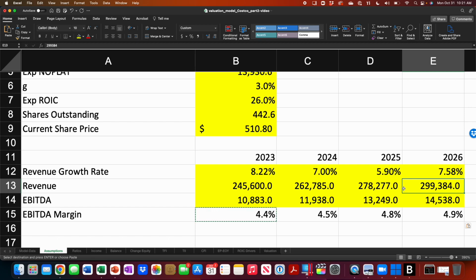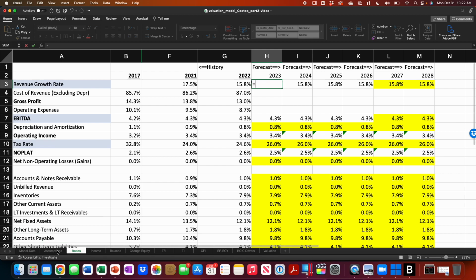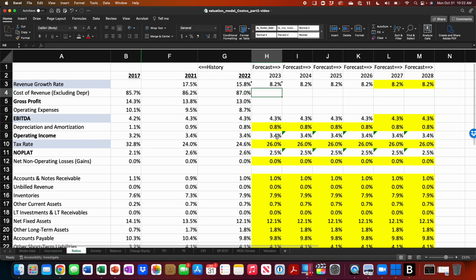So now what we're going to do is we're going to go back to our ratios, and I'm going to put these numbers in, except I'm not going to make them yellow anymore. So I'm going to unfill those, and I'm going to unfill those, because that is actually coming from the assumptions tab now. Okay? So for 2023 revenue growth rate equals, from the assumptions tab, B12. And then C, D, and E12, just copy and paste over.